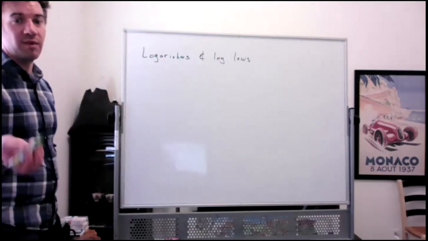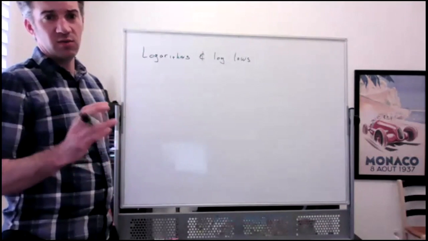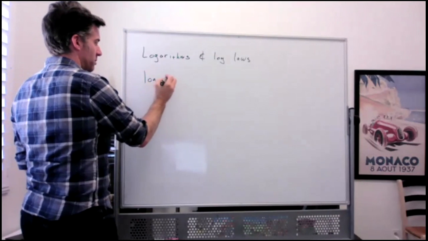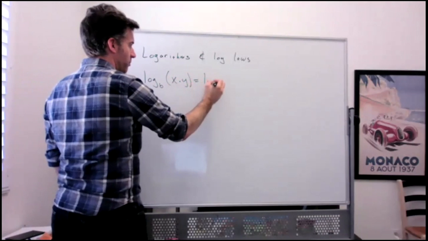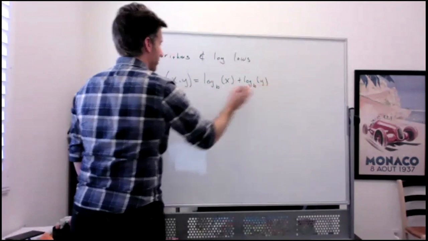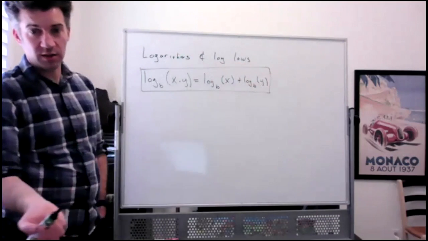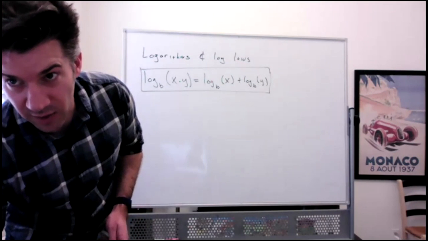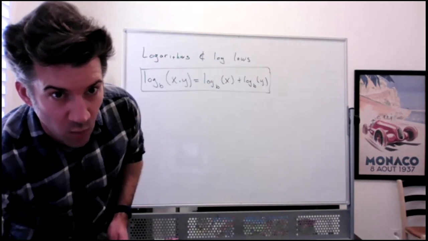So here are the three main rules that we use to modify logarithmic expressions. The first one is that the log base b of the product x times y is equal to the log base b of x plus the log base b of y. People often call this the product rule for logs, although I probably won't say that very often because there is a different product rule that we learn in calculus. So it gets to be a little confusing if we call both of them product rules.